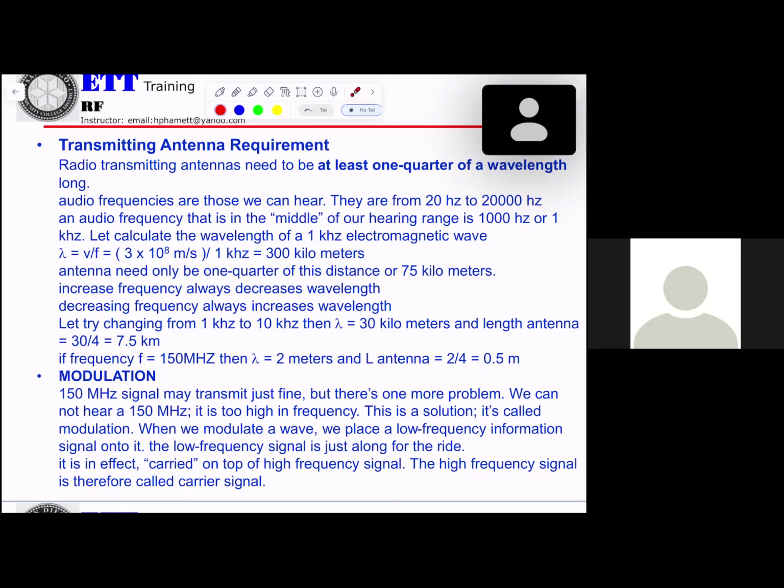You can see for the 150 megahertz signal, the antenna is only 0.5 meter. So the signal will be transmitted at a very high frequency. However, your voice is at a low frequency, so that's what they need: a high frequency to carry your voice. That's what we call a carrier signal.